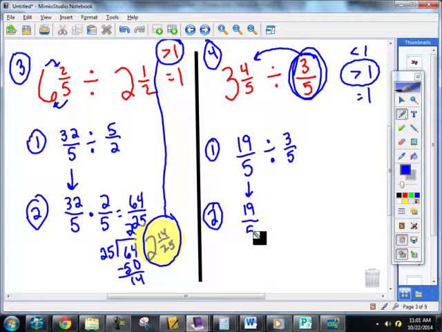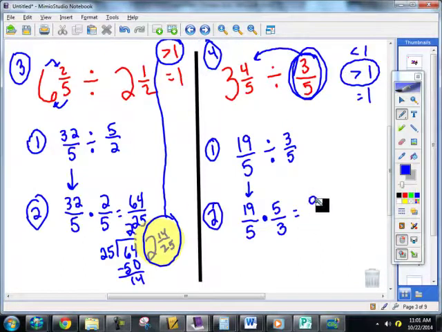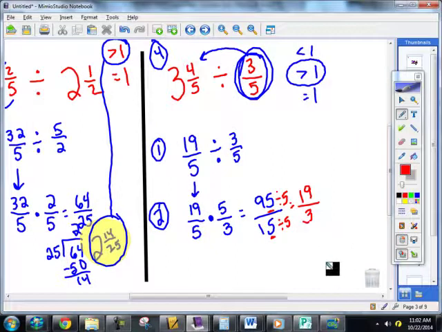Dividend stays the same. Regardless, division is going to become multiplication, and the reciprocal is 5 over 3. Okay, 19 times 5 is 95. And 5 times 3 is 15. First thing that should jump out at you right away is they both end in 5, so therefore they both have a factor of 5. 95 divided by 5 is 19, because we just did that multiplication there. 19 over 3.